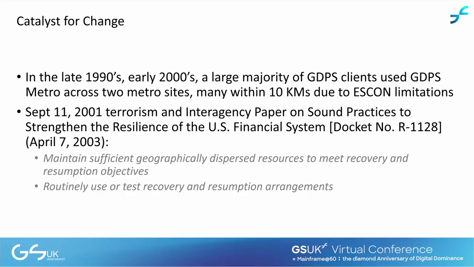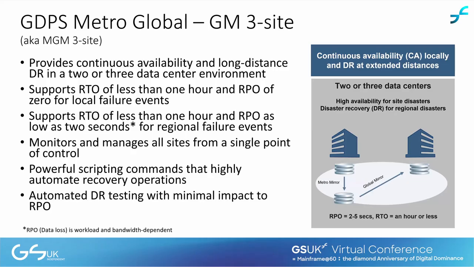That brings about one of our newer solutions, GDPS Metro Global GM 3 site, or MGM 3 site as it's known. With this solution, we now have a cascaded environment, meaning we not only use synchronous technology to replicate from the Metro Mirror side in region A, we also have a global mirror from region A to region B, allowing us to have similar copies of data throughout our environment.